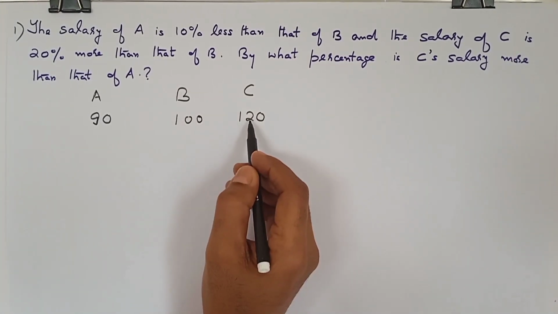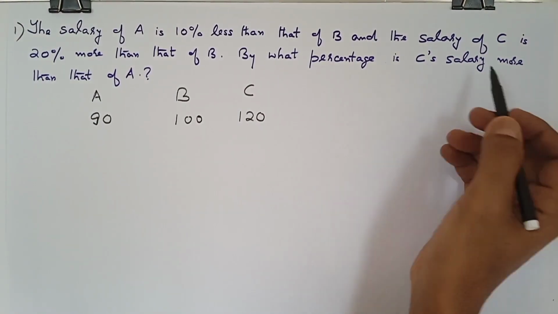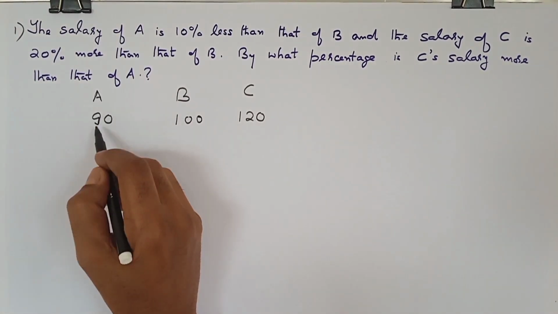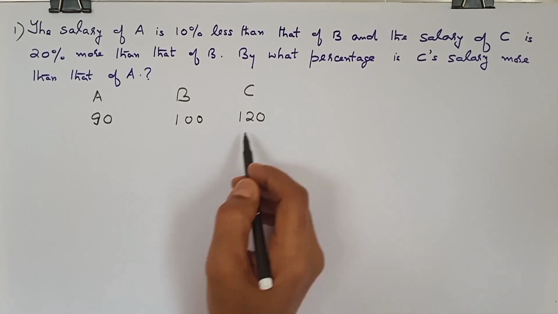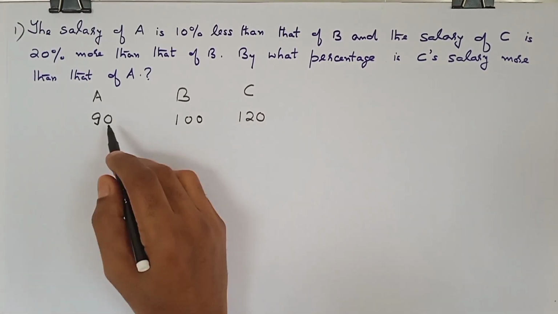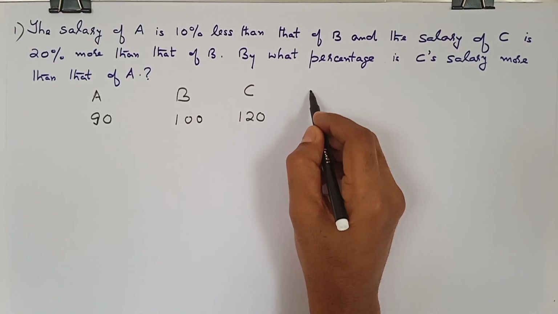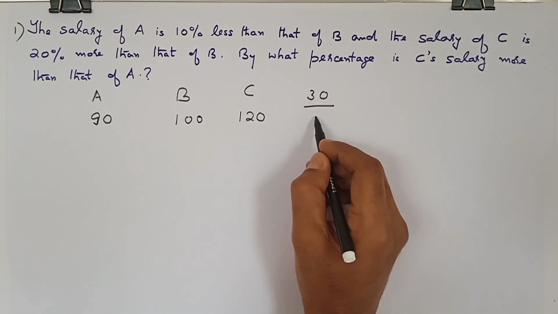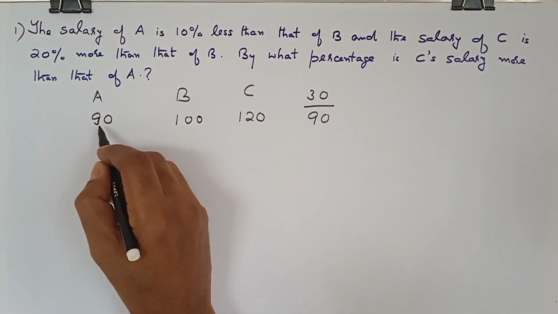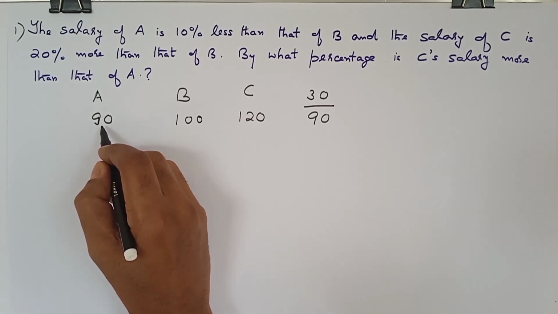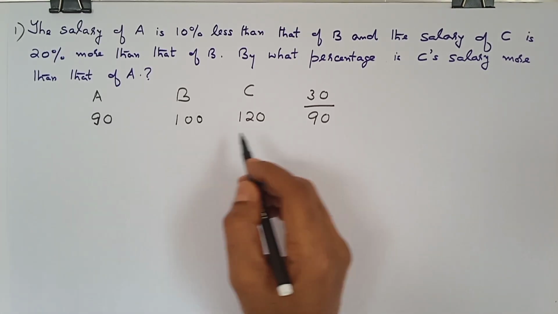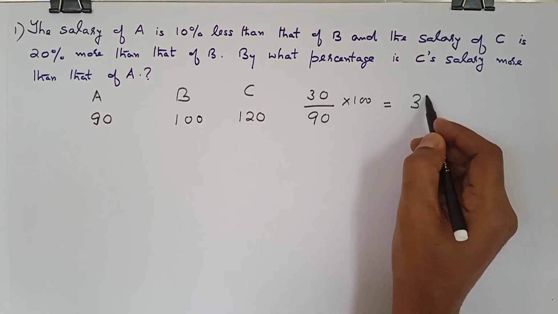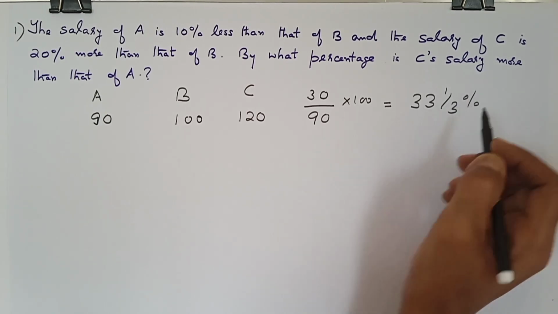Now the comparison is to be made between C and A. That's the question. C's salary is what percentage more than that of A? That means C is 120, A is 90. So basically this is 120 is what percentage more than 90. How do you find that? Take the absolute difference between these two and this is what percentage of A's salary, because A is the original quantity, or rather the quantity to which comparison is made. So that goes in the denominator. And this works out to 33 and 1 by 3%.